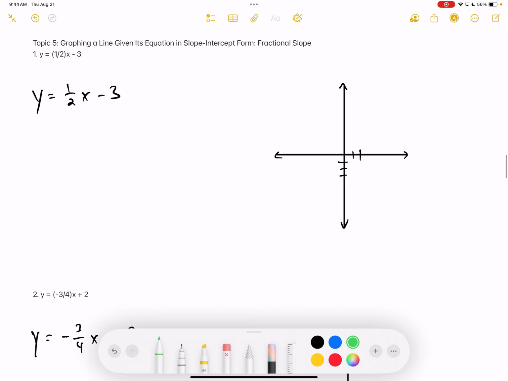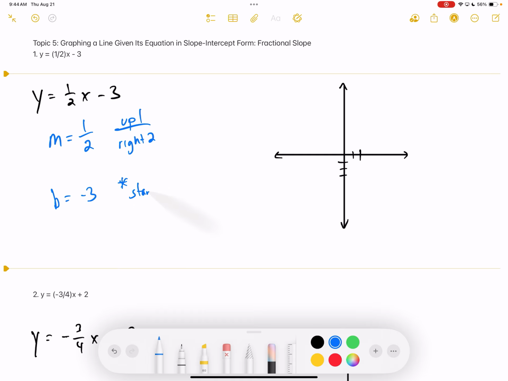All right, next topic. So this one, we are actually going to have fractions in our slope instead of just whole numbers that we put over 1. But everything's going to work the same way. So my slope is the number in front of x, so it's 1/2. So it's positive, so I go up 1, and I'm going to go to the right 2. And then my y-intercept is -3. So that is my starting location.